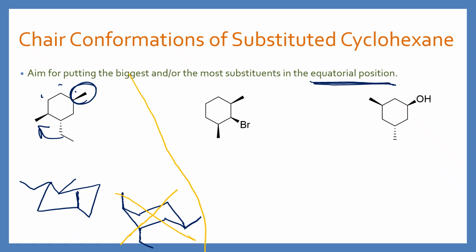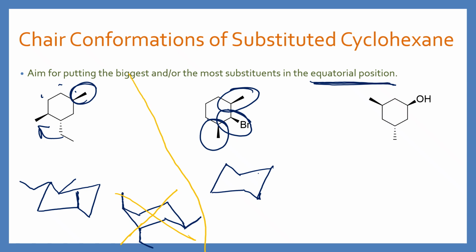So for my next example, I'm going to go ahead and draw my chair. So I'm going to move it over a little bit so that it doesn't get in the way of the other one. Oh, that's sloppy. Okay, let me try that again. Having a hard time with my pen being all weird. Close enough. So on this one, I have methyl up, bromine up, and methyl up.